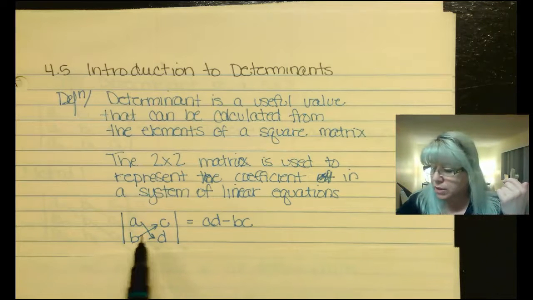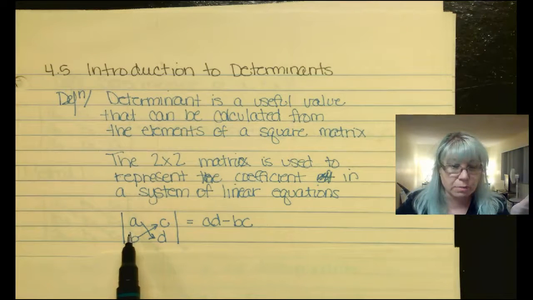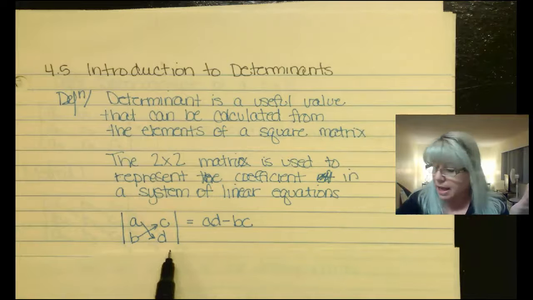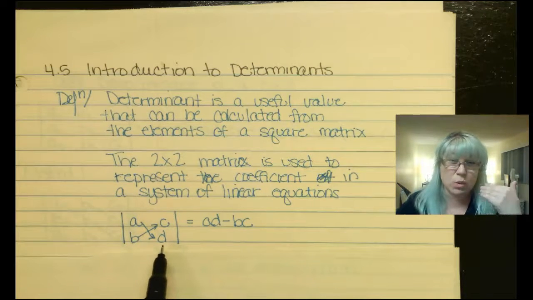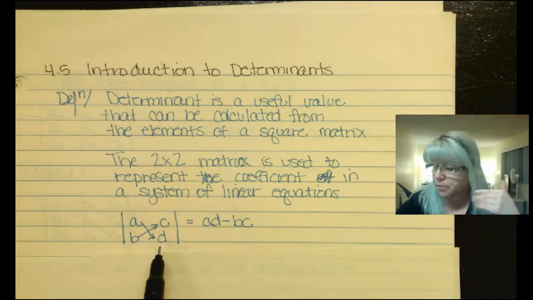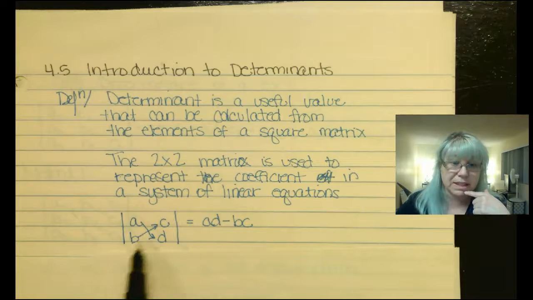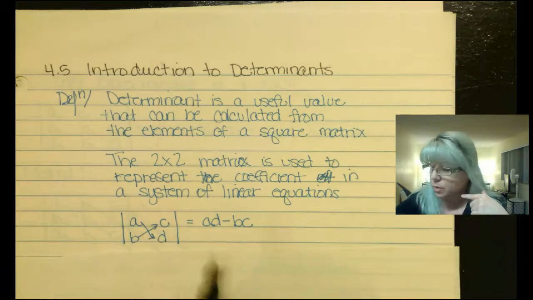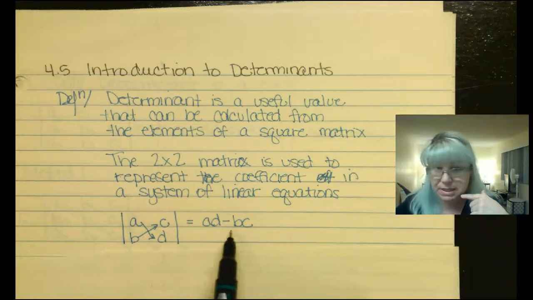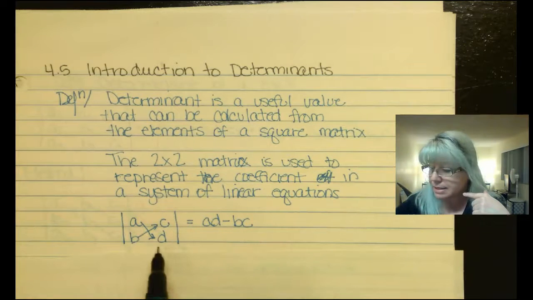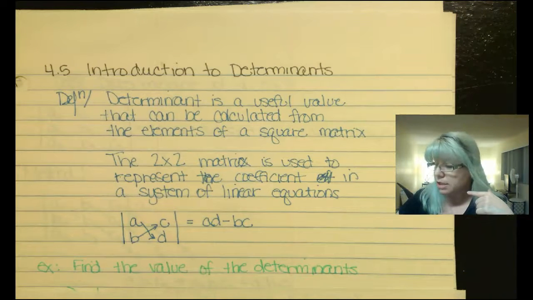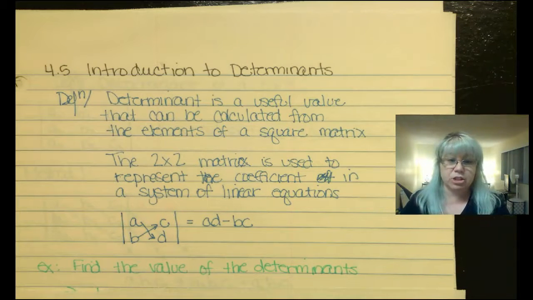I set up a matrix, and we'll just say they're generic numbers A, B, C, D, and it has these two straight lines around it, and that's how we know we're going to calculate a determinant. You take the diagonals, A times D, and you subtract the other diagonal, B times C. So AD minus BC.